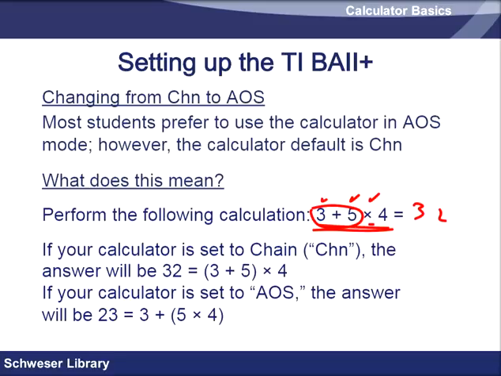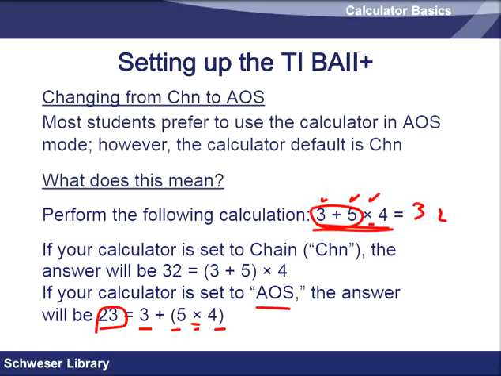Now, if you are set to algebraic operations priorities, then it goes 3 plus 5 times 4. Well, the order of algebraic operations, if I remember, is exponents first, and then multiplication and division, and then addition and subtraction. So since this multiplication operator takes precedence, it multiplies 5 times 4 and then adds 3, so we will get 23.